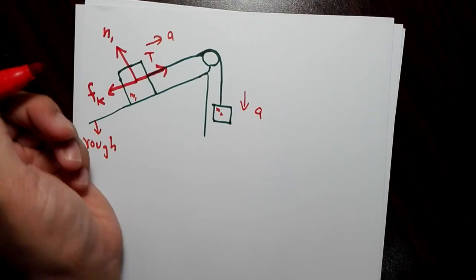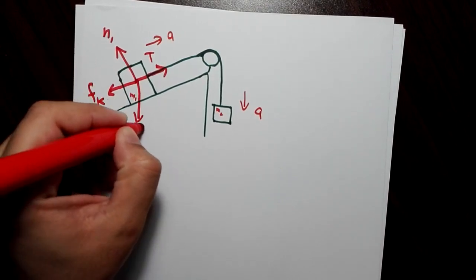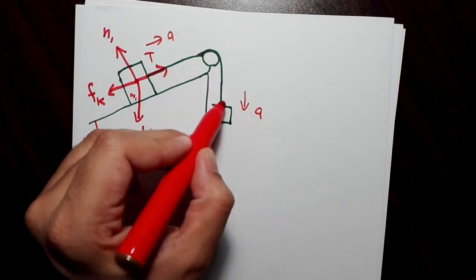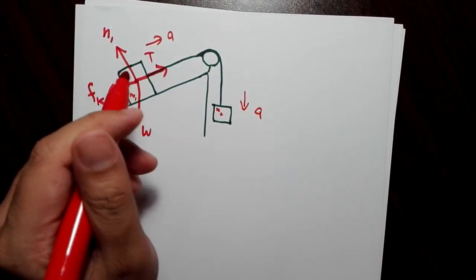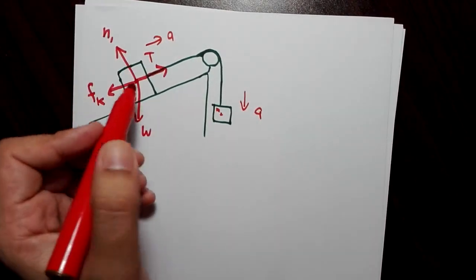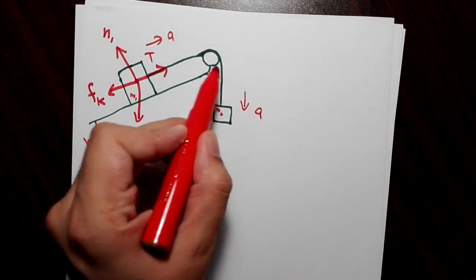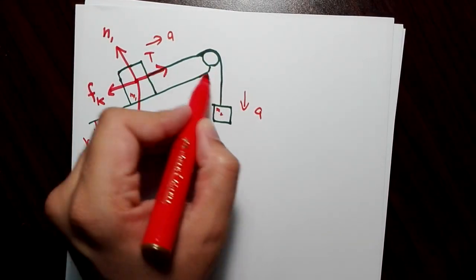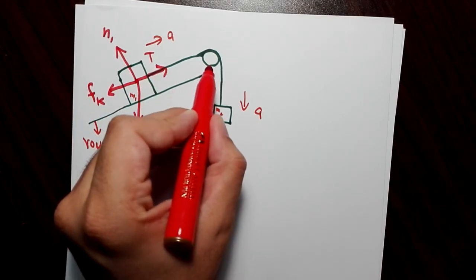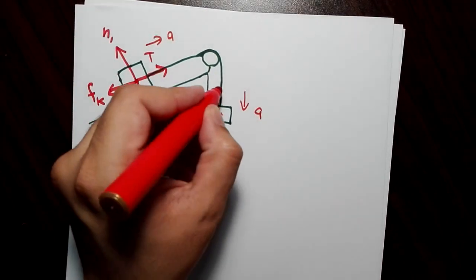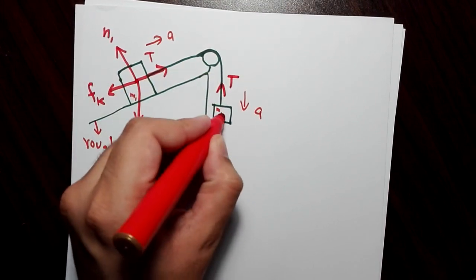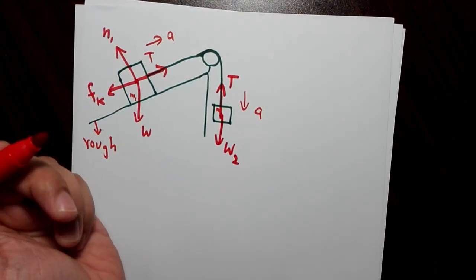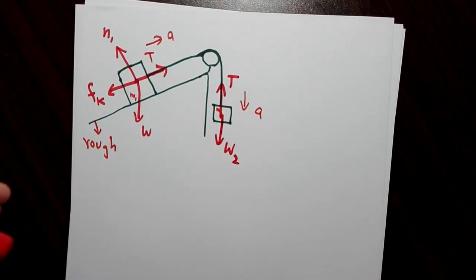Now the pulley is massless, so the tension is going to be the same. We did an example in which we had a flat surface and a massive pulley, where we had to consider the moment of inertia. So if the pulley is massive, then the tension is different. In this case, since the pulley is massless, the tension is the same. So tension T over here as well, and then the weight of this object, W2. So these are the forces acting on the system.